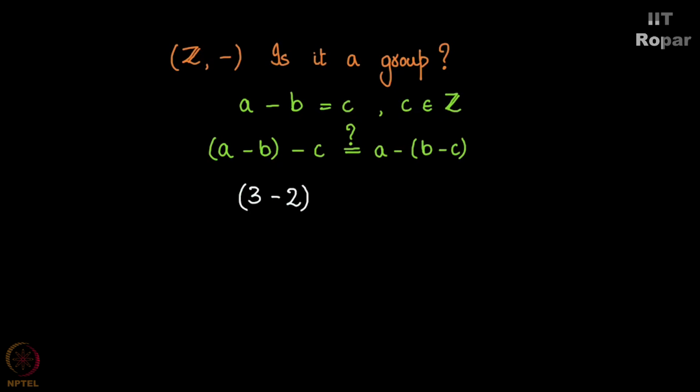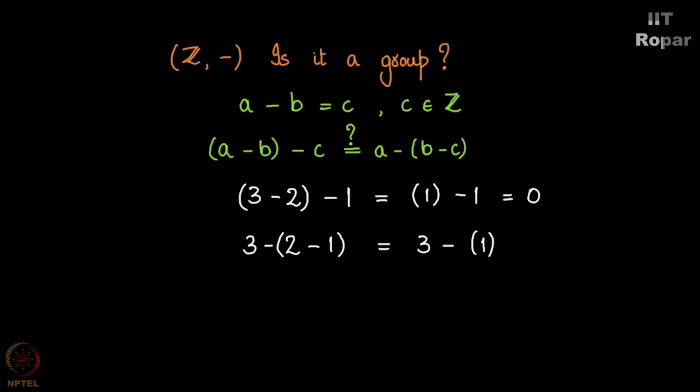3 minus 2, I am going to do this, where a is 3, b is 2. Now I am going to subtract 1 from it, c is 1. What do I get? It's 1 minus 1, which is 0. Now, is this the same as 2 minus 1 and then doing 3 minus that, which becomes 3 minus 1, which is 2? Do you see? 0 is not equal to 2. And hence, Z under subtraction is not a group.